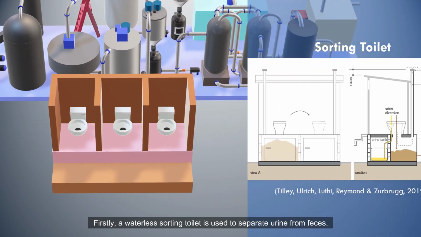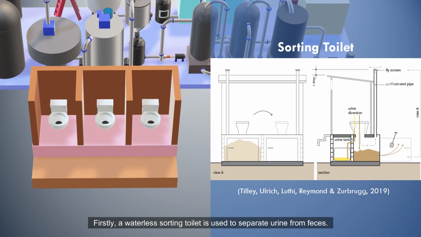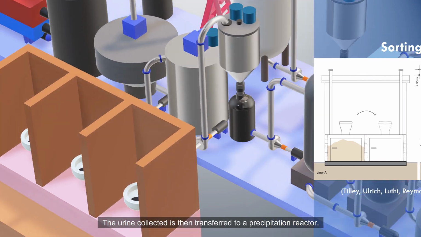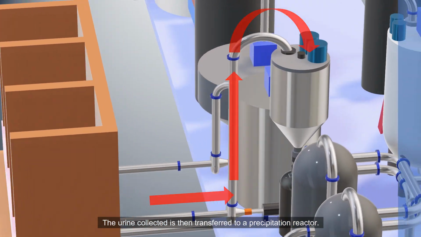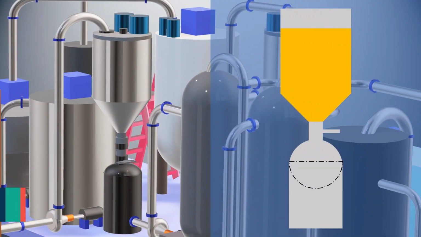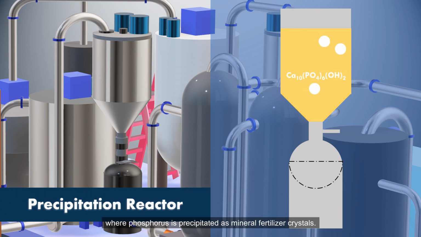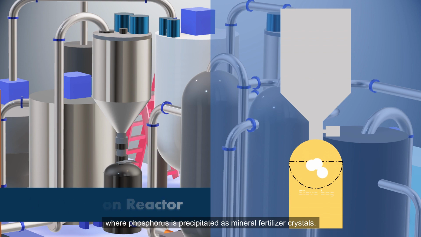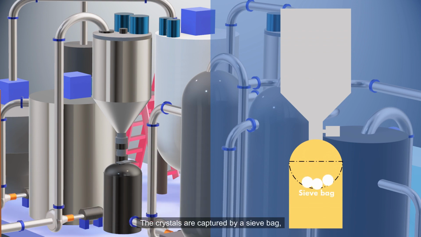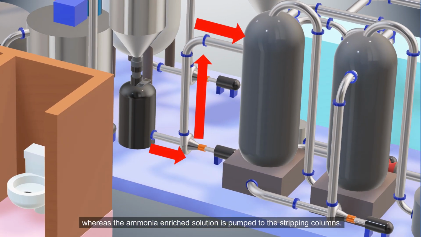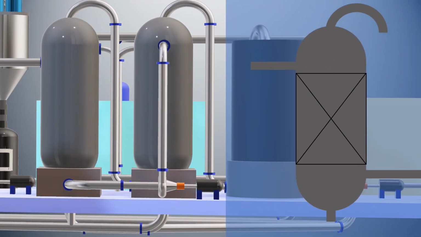Firstly, a waterless sorting toilet is used to separate urine from feces. The urine collected is then transferred to a precipitation reactor. Here, the urine is mixed with calcium hydroxide where phosphorus is precipitated as mineral fertilizer crystals. The crystals are captured by a sieve bag, whereas the ammonia-enriched solution is pumped to the stripping columns.